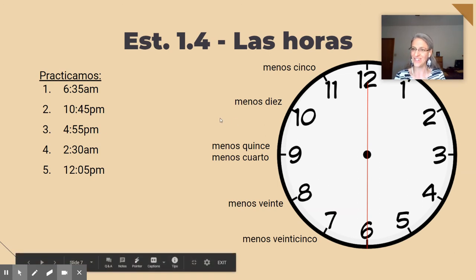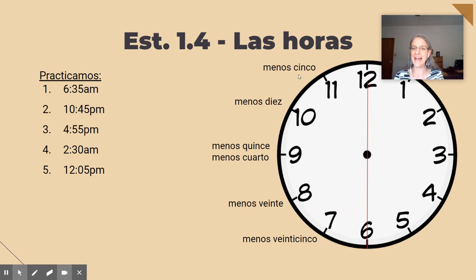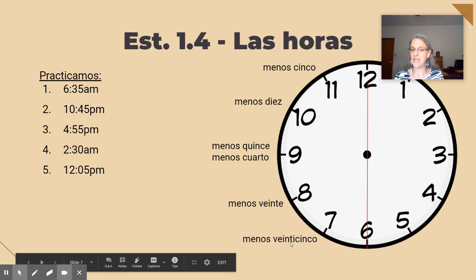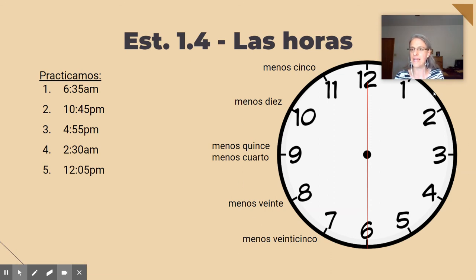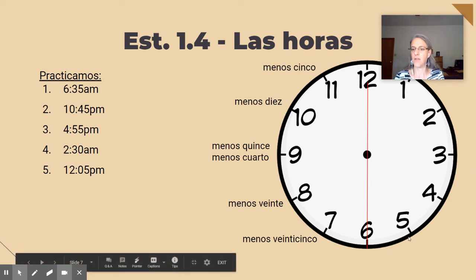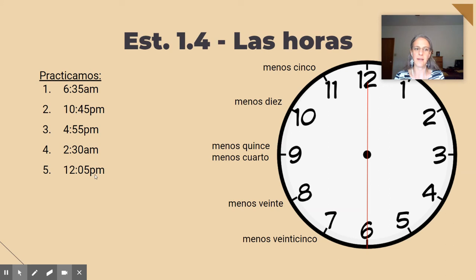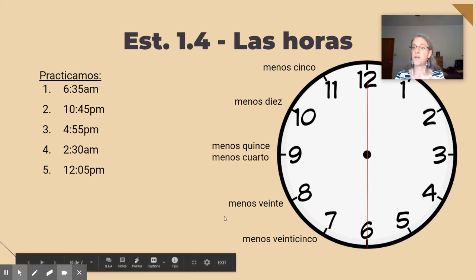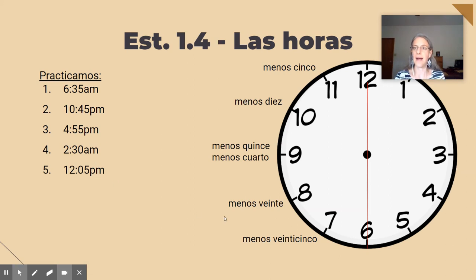I didn't make sure to tell you, but you do want to add these phrases, menos 5, menos 10, menos 15, menos cuarto, menos 20, menos 25. Add those phrases to your clock, just like you had all the E and minute phrases on the right side. Okay, then try these out. Can you come up with these in Español? Pause your video to do that work and come back for the answers.